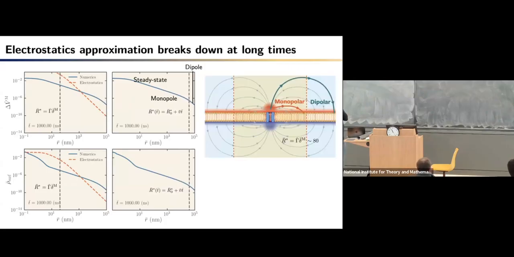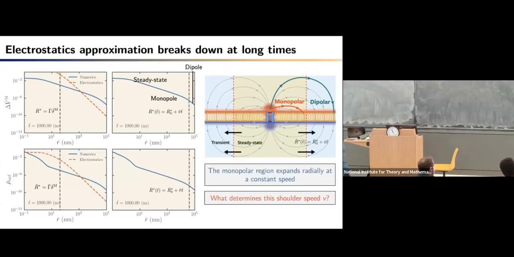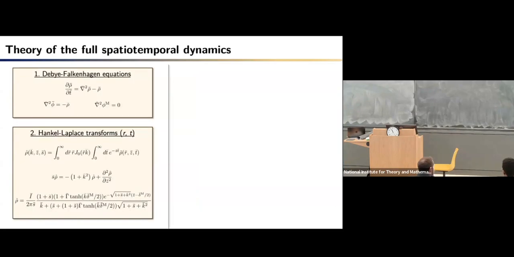And so now the question was, okay, we have this picture where you have an ion channel that's open. It creates this sort of dipole. And what's happening because of the membrane is that there is an extended monopolar field and an extended dipolar field. But as a function of time, as this ion channel is active, this monopolar field is expanding at a constant velocity. And so the last question was, what is determining the shoulder speed v? And so this is the theory. This is one slide of math, but I will show you some more in a couple of slides, something that's more physical.